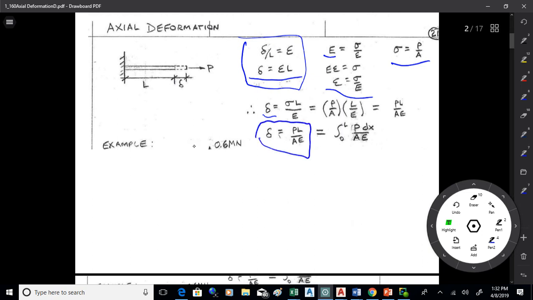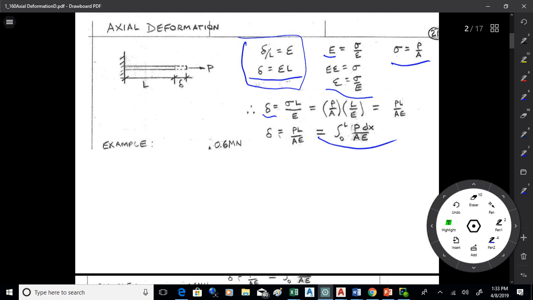If you've got the shape of the object you're looking at, you can get L and A like what we just did. Of course, if you have the load, you just plug that in there. And if you know the material properties, you've got E. Okay, easy enough.